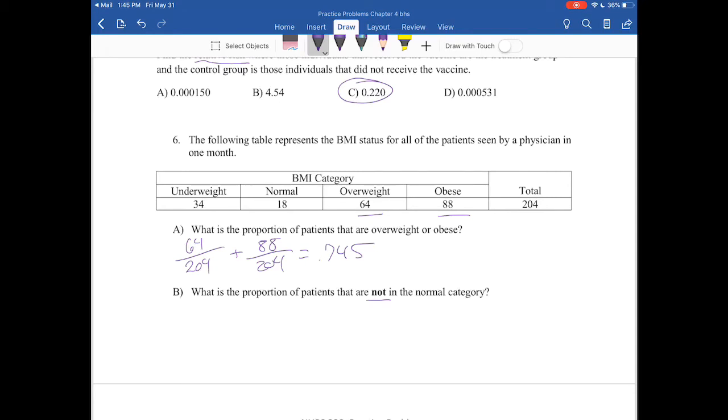So there's two ways you can solve this. You can do kind of what we did in Part A, where you add the overweight, obese, and underweight, right? Because those are all the values that are not in the normal category.